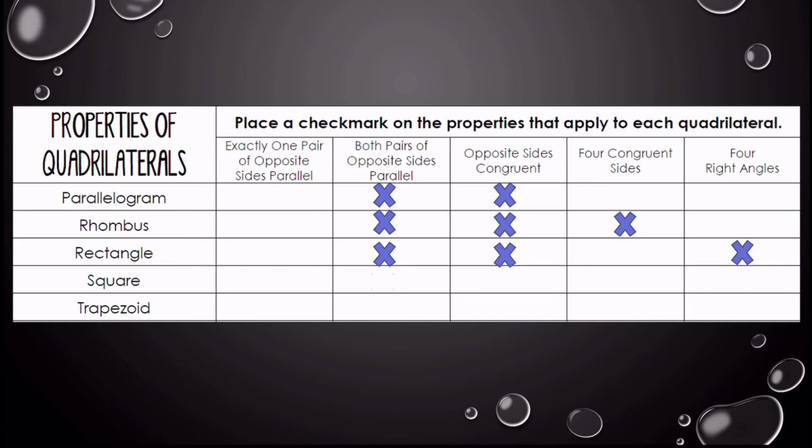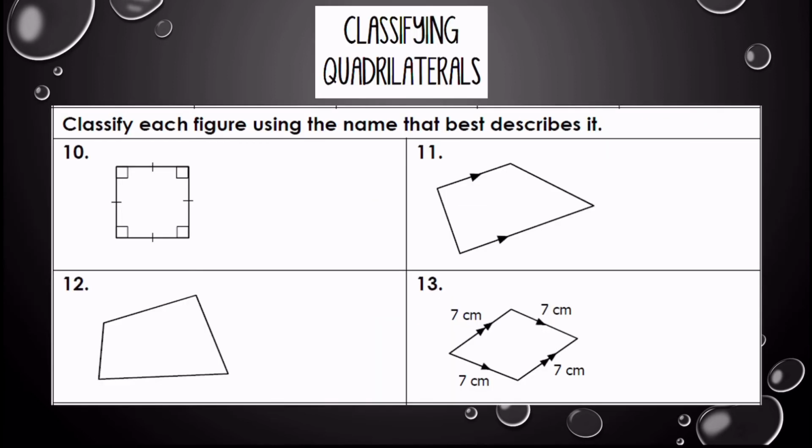A square has both pairs of opposite sides parallel. Opposite sides are not only congruent, but all 4 sides are the same. And it has 4 right angles. Then a trapezoid, the only characteristic that stands all the time for a trapezoid is that it has exactly 1 pair of parallel sides, and only 1 pair, okay? That's important to understand.